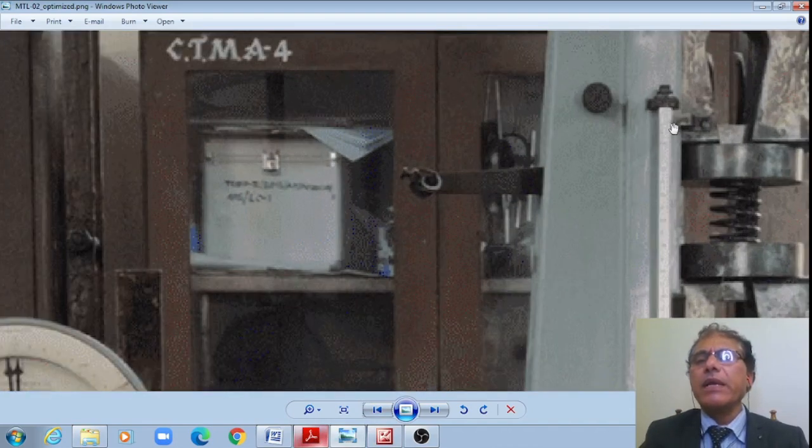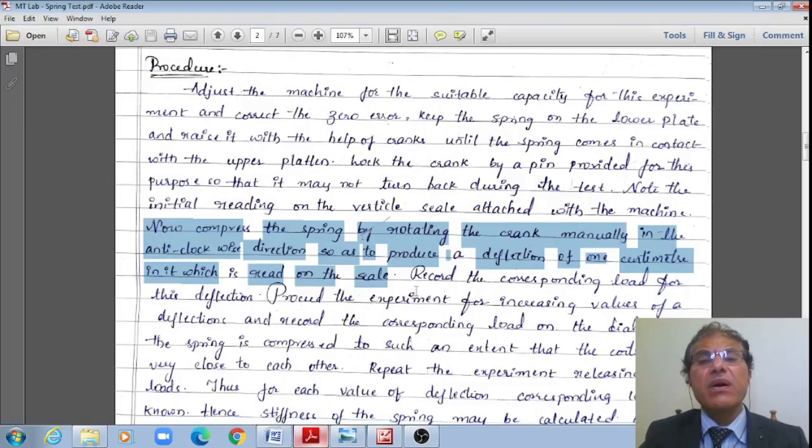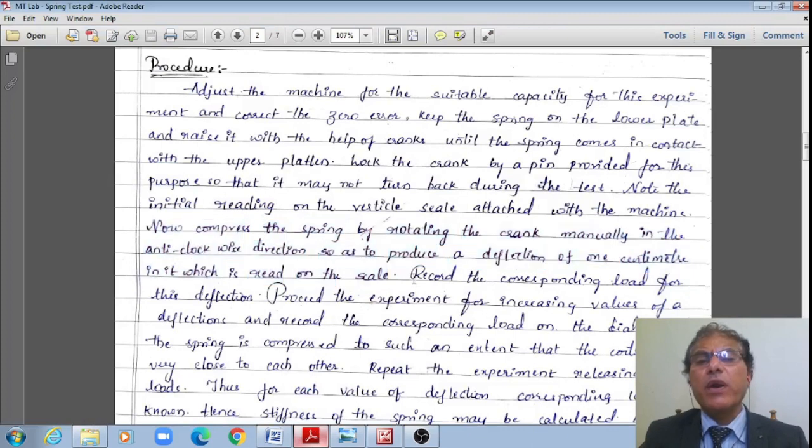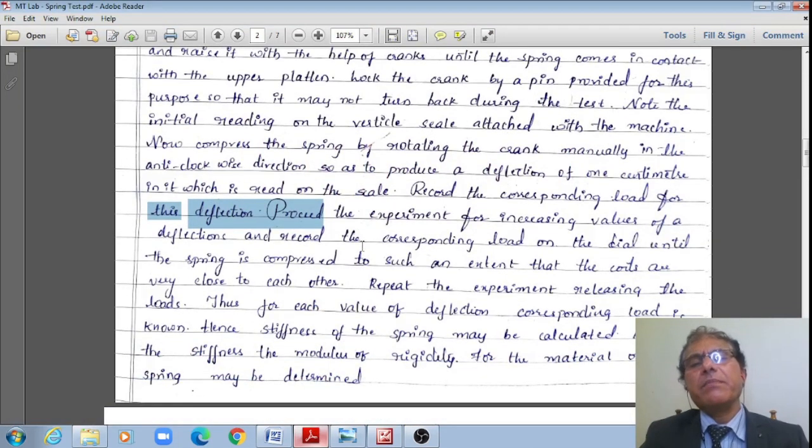However, here the readings are in terms of inches. Therefore, I'll apply 1/5 of an inch. Once I do that, I'll note down the corresponding load for this deflection. Now proceed further to the second observation as 2/5 inch, the third is 3/5 of an inch, the fourth is 4/5 of an inch, and the fifth is 1 inch. Like that, for 5 observations.